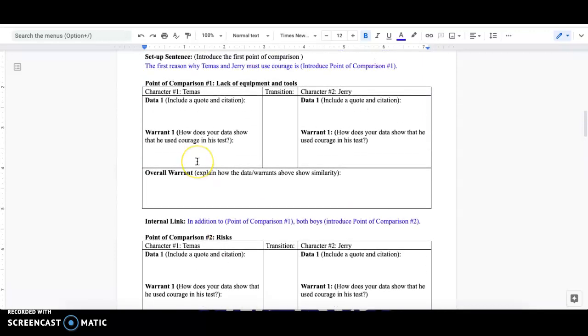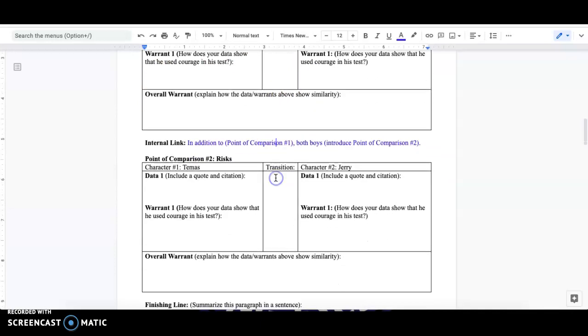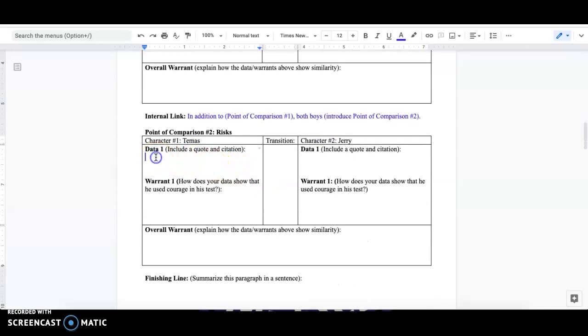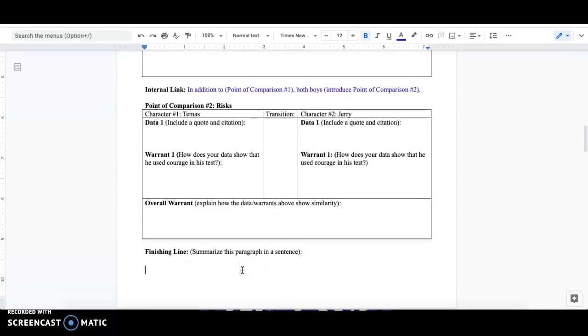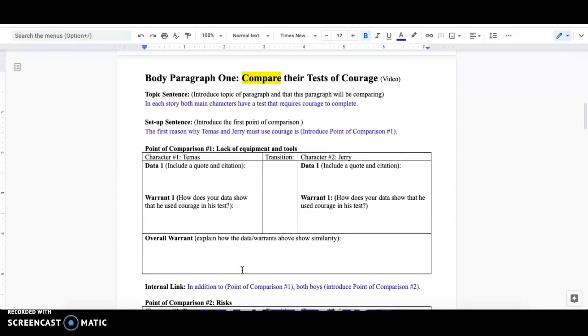When you go to copy and paste this, I know it's a little weird, but you will do this first, then this, then your transition, then your Jerry stuff, then your overall warrant. Then you move to the internal link and then repeat the same steps. Tamas data and warrant, your transition, your Jerry data and warrant, and then your overall warrant. Finally, then you'll have your finishing line. So that is body paragraph 1, where you compare the fact that both boys had to use courage in their test.